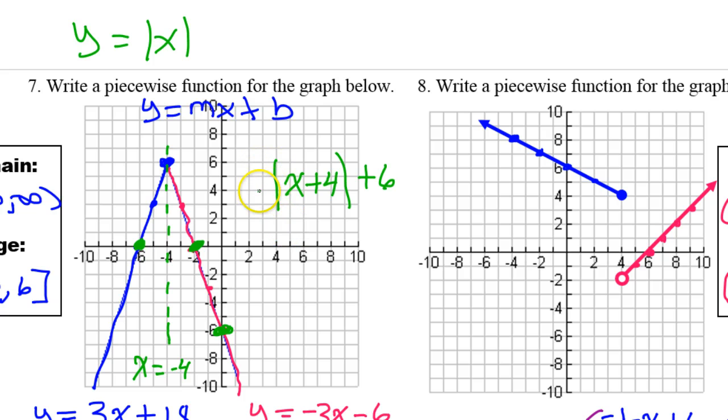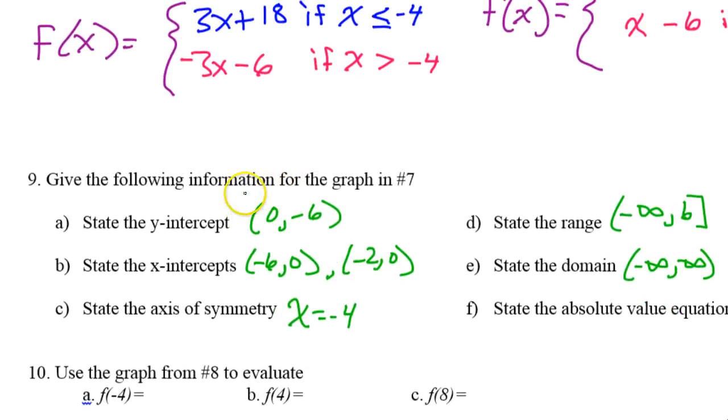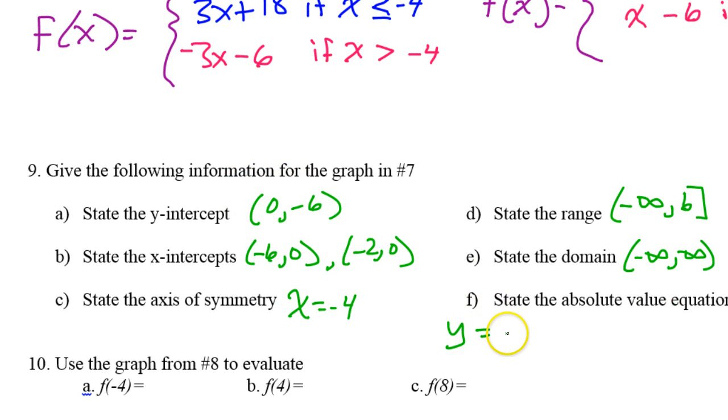Now the number in front here is going to represent the slope of the right-hand side. Notice it's going to be negative, which I knew because this is an upside down V anyway. But this is going down 3, right 1. So that's -3. And there it is. So -3, x plus 4, plus 6. So y equals -3, absolute value, x plus 4, and then plus 6. So that'll be my absolute value equation.